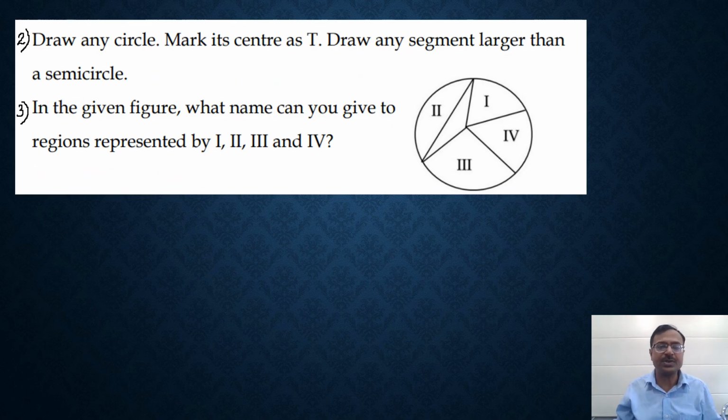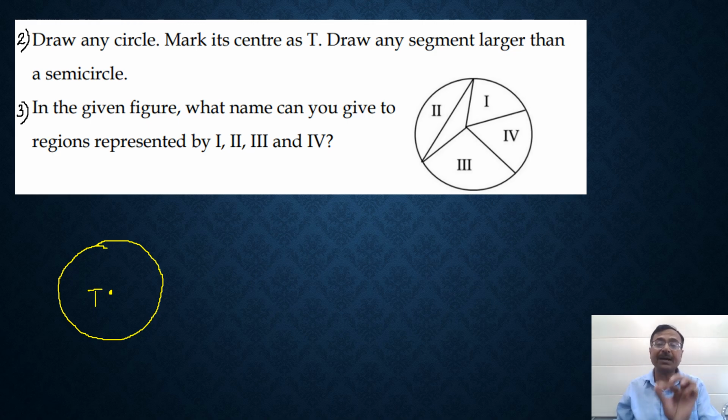Now let's see the second question. The second question says, draw any circle. Now suppose you draw a circle like this using any radius and mark its center as T. So you should know that the point at which you place the compass, that is called the center. Let's mark it as T.